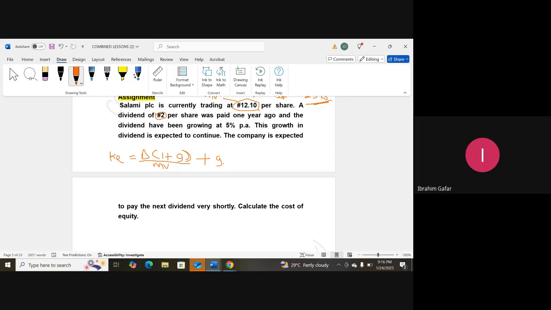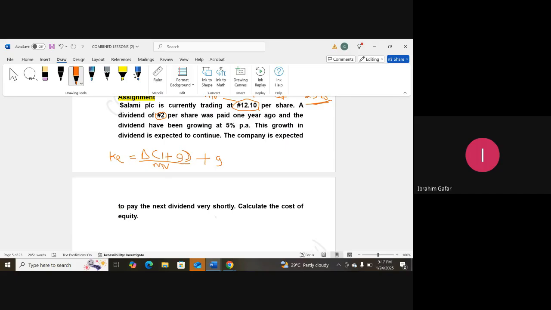But at the same time, we are told that the dividend, that 2 naira, has been growing at 5% per annum. So they now said this dividend growth is expected to continue. And if it is expected to continue, it means that from the 2 naira that was paid 1 year ago, the next one has to increase by 5%. That's why they say the dividend has been growing at 5% per annum.